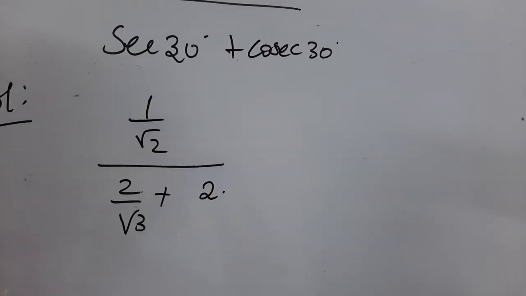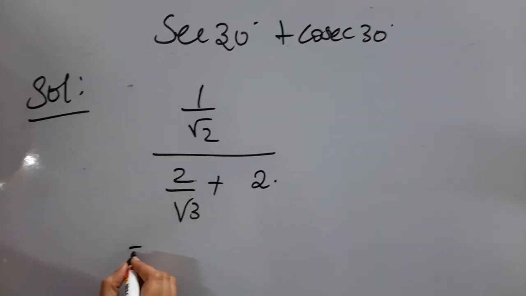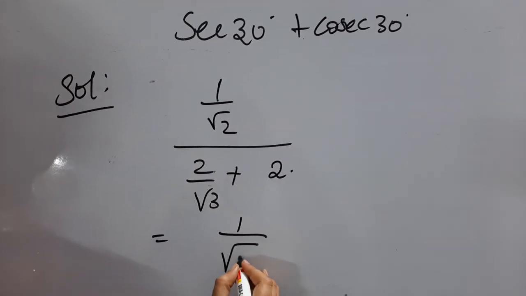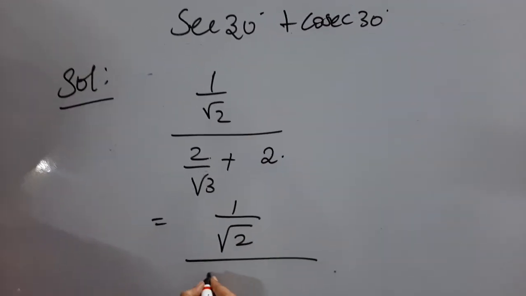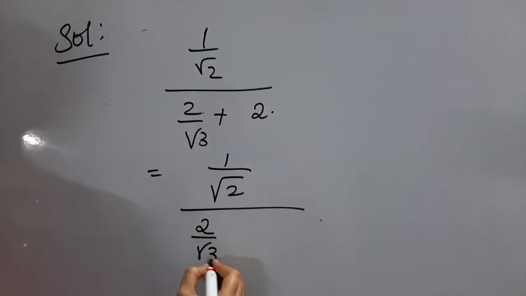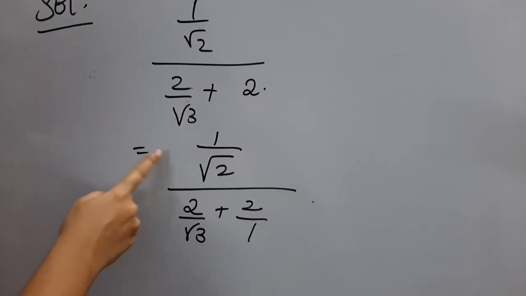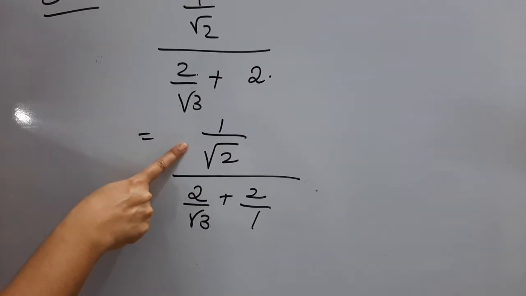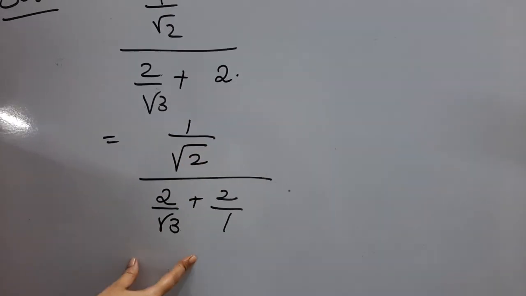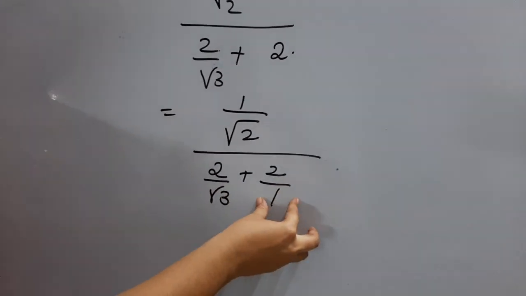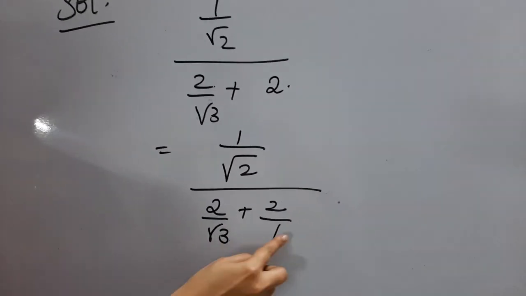Now we want to solve this. How can we solve this? This is equal to (1 by root 2) the whole divided by (2 by root 3 plus 2 by 1). So I have a fraction. In that fraction, the numerator is also a fraction and the denominator is a fraction added to a whole number. Sum of a fraction with a whole number.